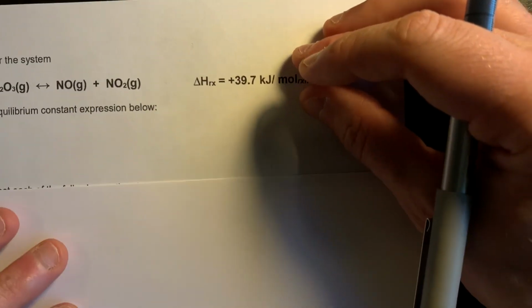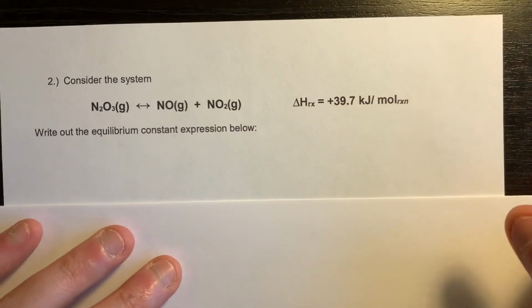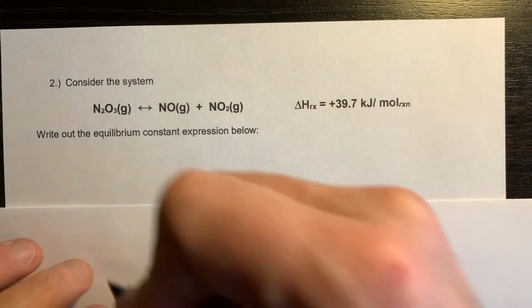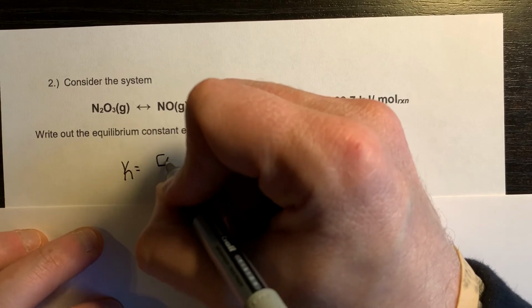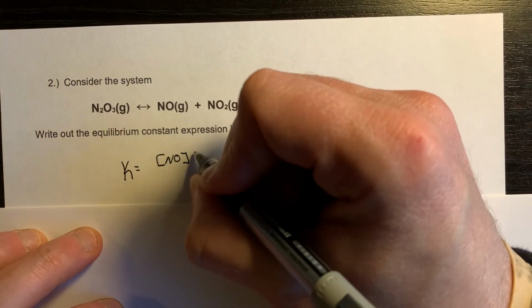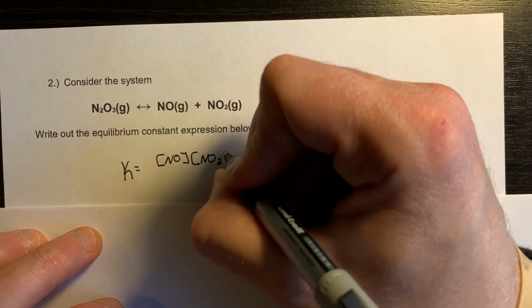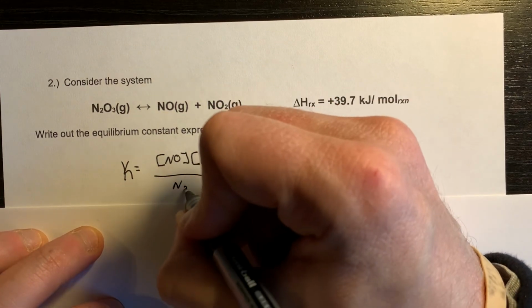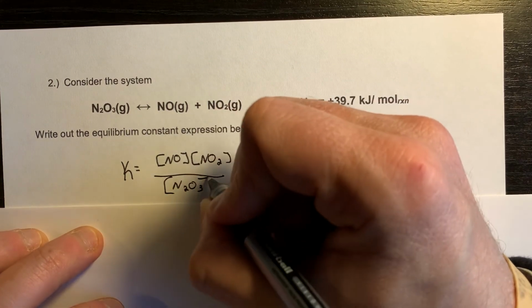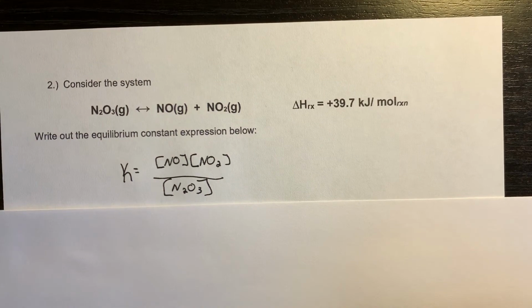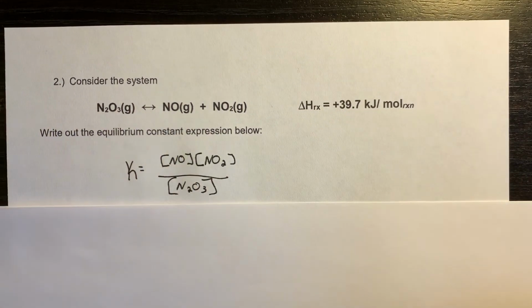Let's push on then to question number 2. The very first task is to write out the equilibrium constant expression below, okay? Our K is going to equal the concentration of nitrogen monoxide multiplied by the concentration of nitrogen dioxide over N2O3. No exponents necessary because it is a 1-to-1-to-1 relationship between our reactant and two products there.